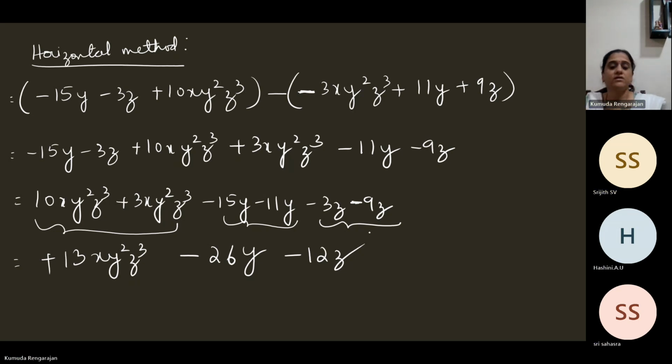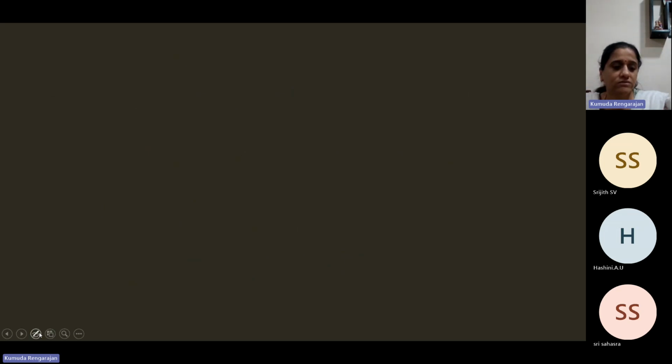So next is multiplication. We'll see how to multiply a single term with another single term. A monomial by a monomial.